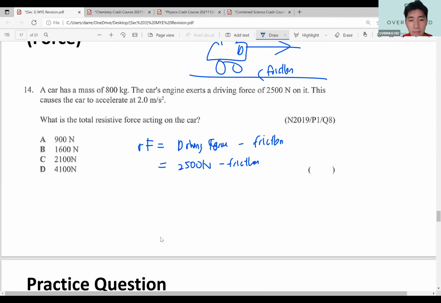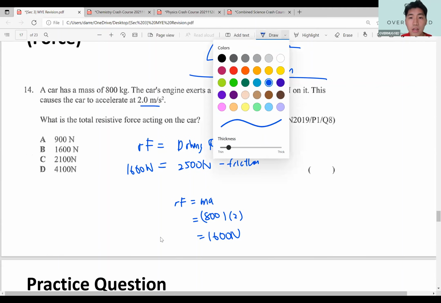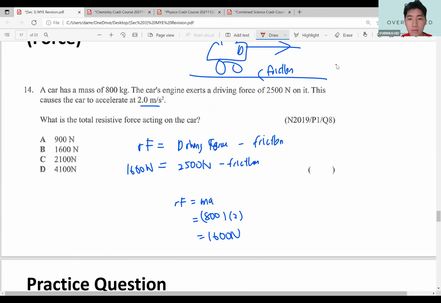Meanwhile, they told us that your acceleration is 2. So if you really went ahead to do some calculations, 800 multiplied by 2, my resultant force was 1,600 Newtons. So the simple question is, how much is my friction? Get it? 900.